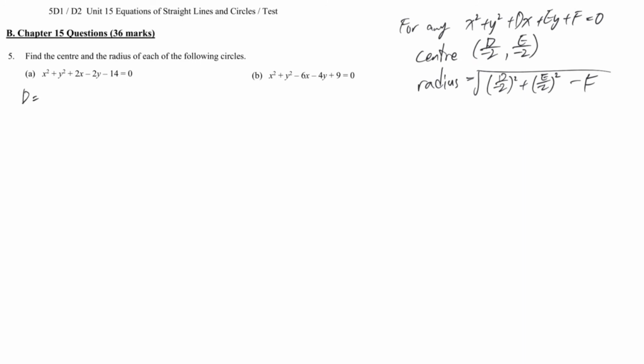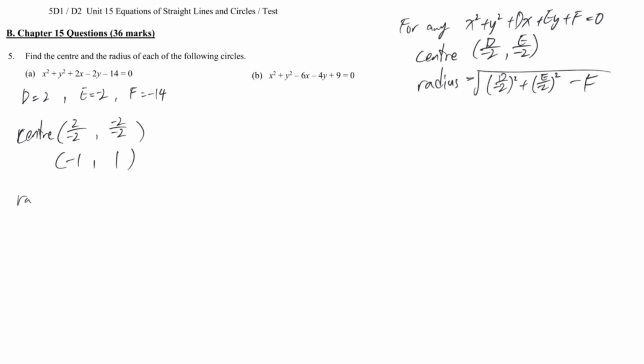So in this case, D is equal to negative 2, E is equal to negative 2, F is equal to the constant, negative 14. So the center coordinates are D divided by negative 2, and E, that means negative 2 divided by negative 2. We get negative 1 and 1. This is the center of this circle.